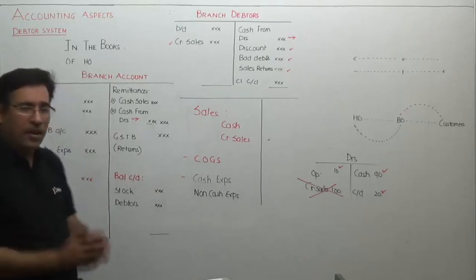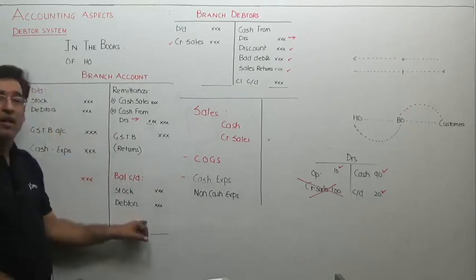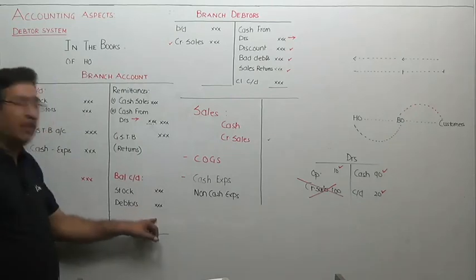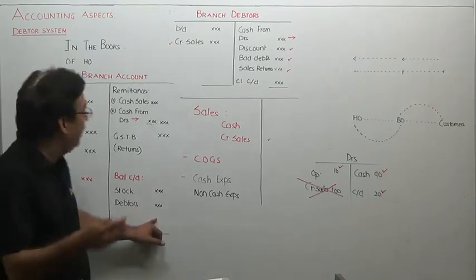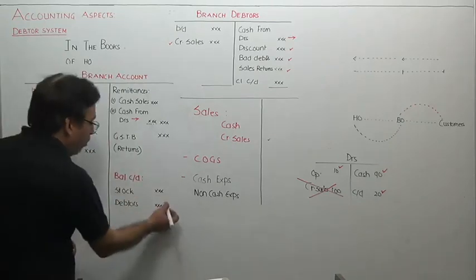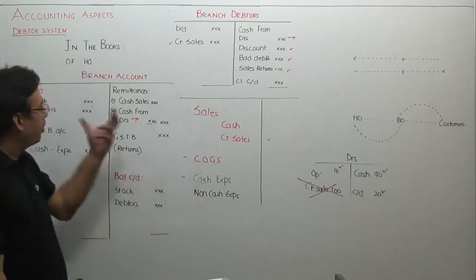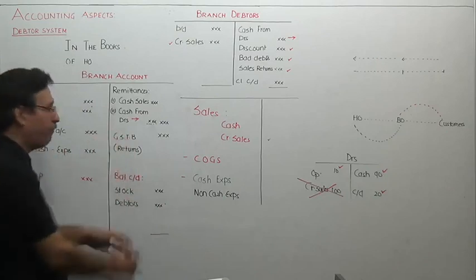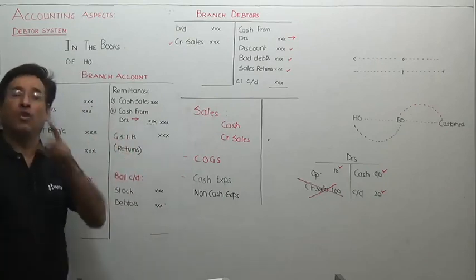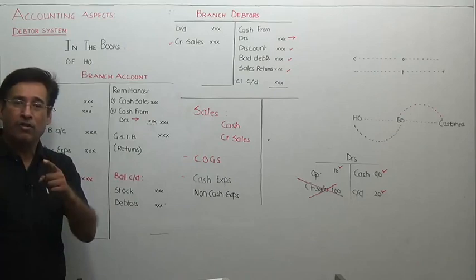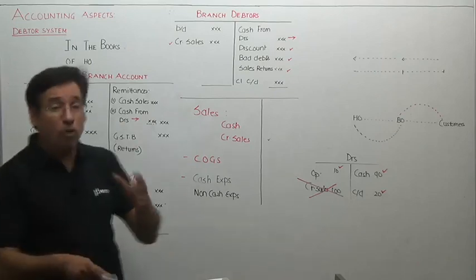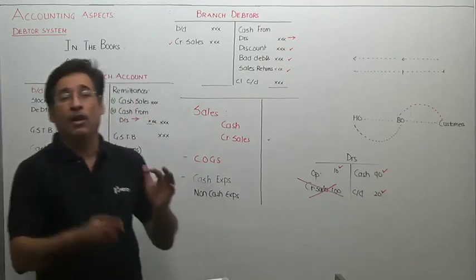The branch knows that it is wrong to write some other account's balance in another account. But why is the branch writing the opening debtors and closing debtors here? Now it should become clear to you: in order to somehow bring the amount of credit sales into this account. You got the answer to this riddle or not? So that is the beauty of this particular topic.